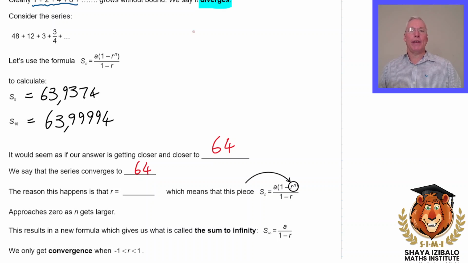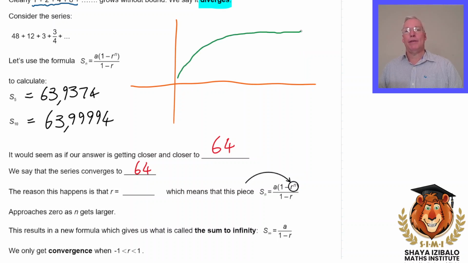Just to connect this with another piece of maths, we have what we call an asymptote. The sum gets bigger and bigger, but it doesn't exceed this line over here. So as we add more and more terms, this is n and this is Sn, and this is 64 over here.